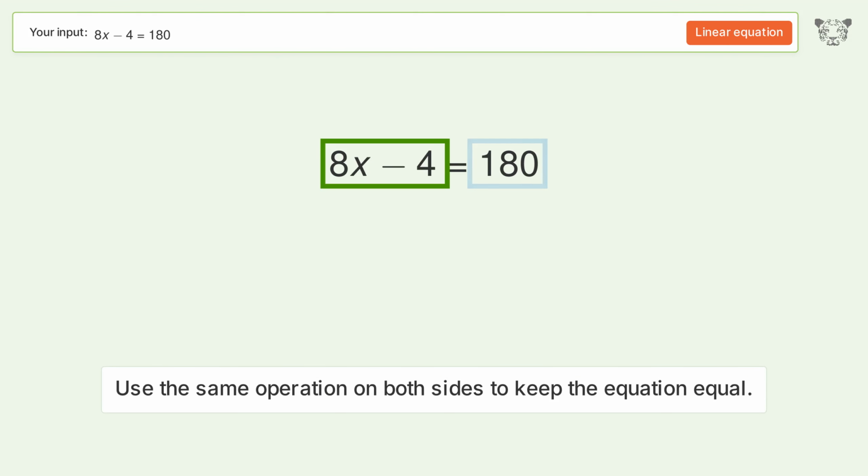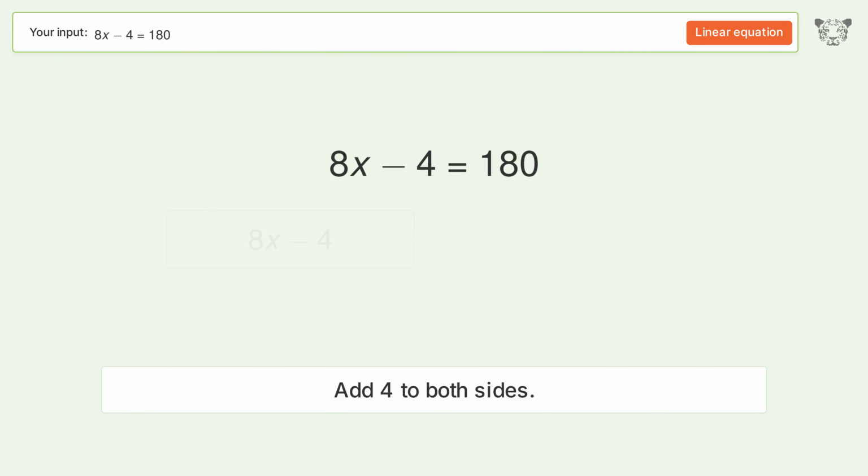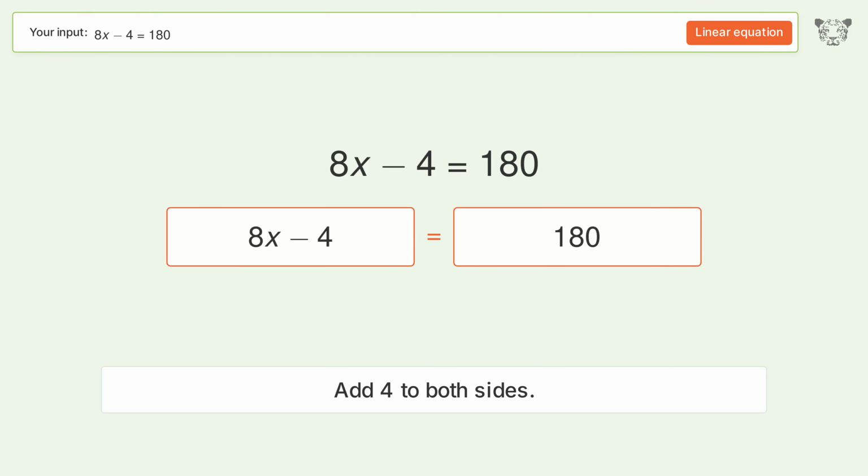Use the same operation on both sides to keep the equation equal. Add 4 to both sides so the variable term stands alone. That gives 8 times x equals 184.